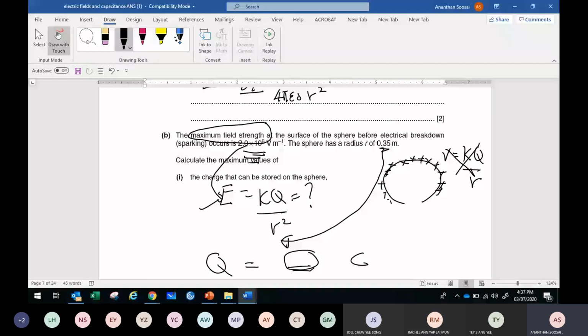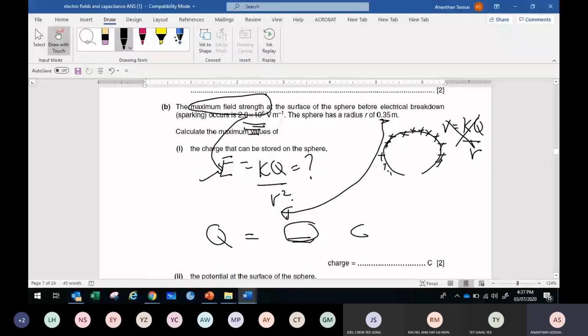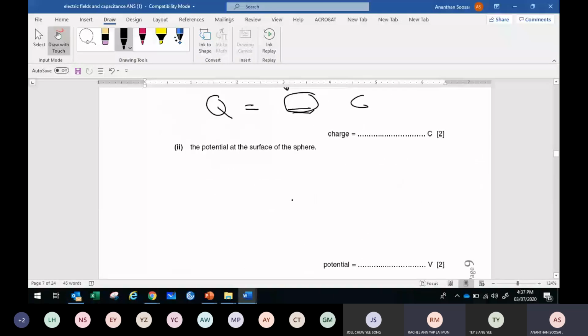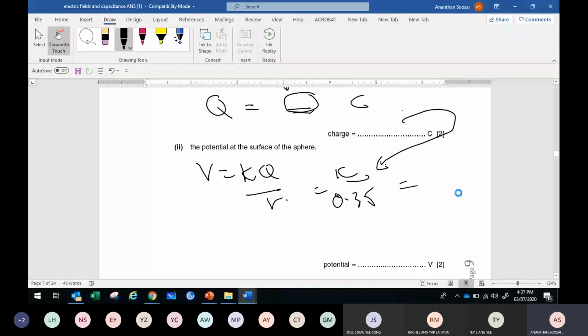So let's move to the next part, part 2. What is the potential at that sphere? What formula must be used? Anyone? K Q over R is to be used. R we know is 0.35. And for Q, whatever charge you got here, you have to substitute here. So you get the answer.